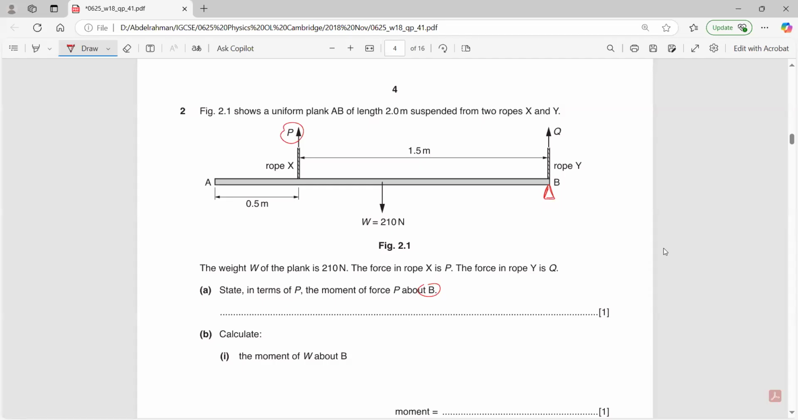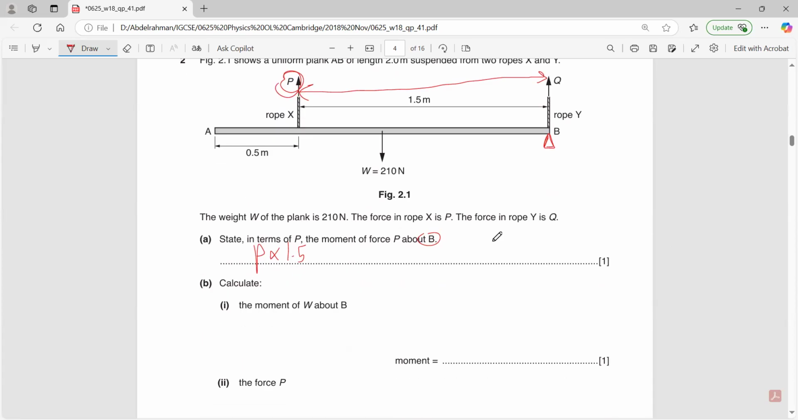Moment equals force times perpendicular distance. The force is P and the distance is 1.5. So P times 1.5. That's it. Calculate the moment of W about B. Force times perpendicular distance.